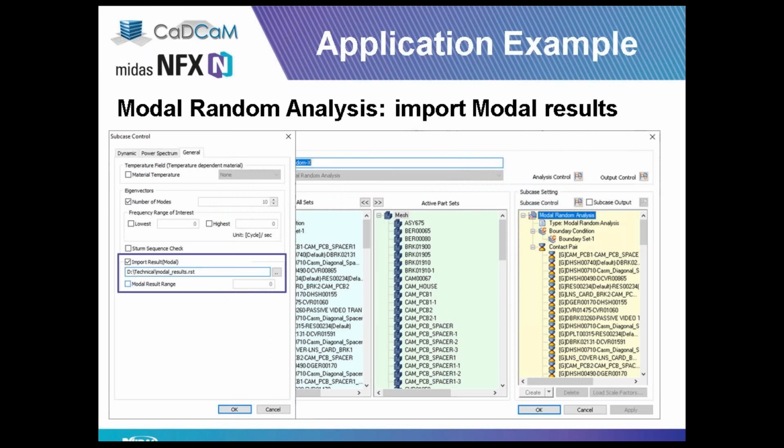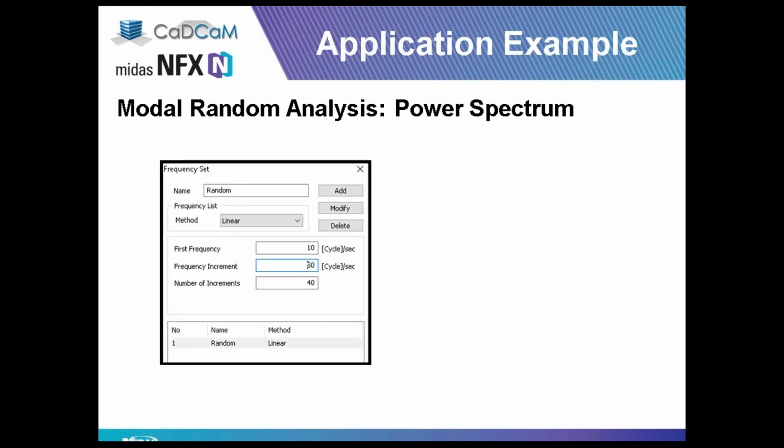And then we do a random response analysis by defining the case of random response. We define the frequency increment, 60 cycles per second, which is 60 hertz. Every 60 hertz we will have a calculation. The number of increments will be 40, so the span is 2000 hertz, between 10 and 2000 hertz.